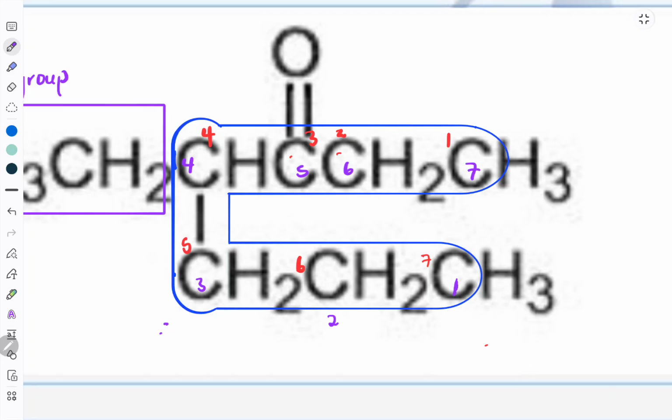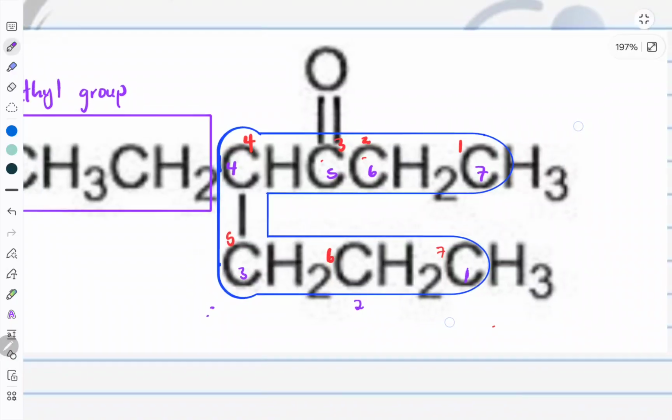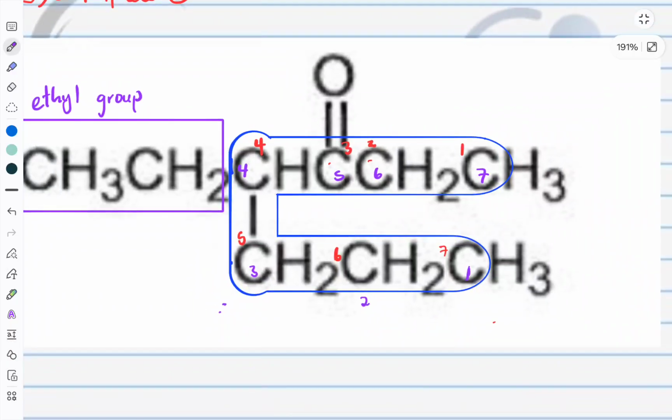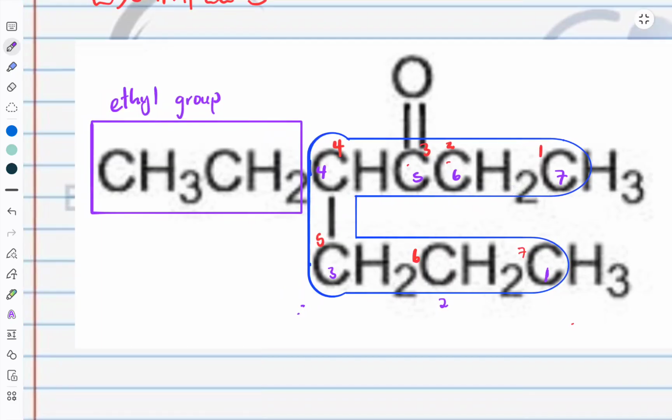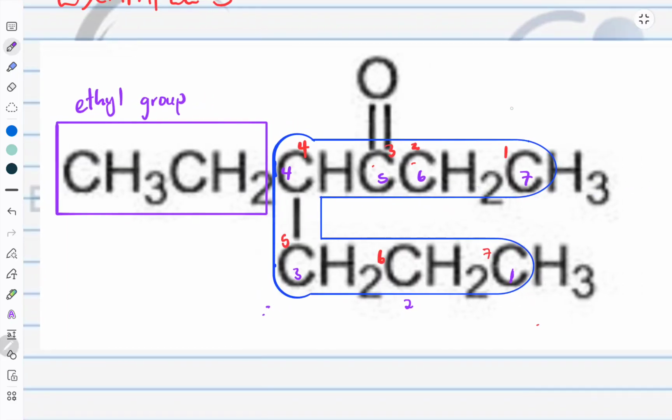So if you check, when we use this way of numbering, we notice that our carbonyl group will be on number 5, whereas our ethyl group still remains on carbon atom number 4. So we choose to number from this side, going there, down here, and all the way there.